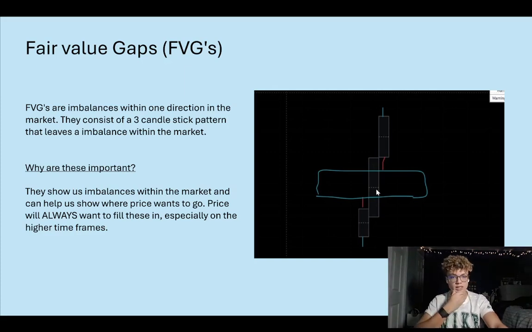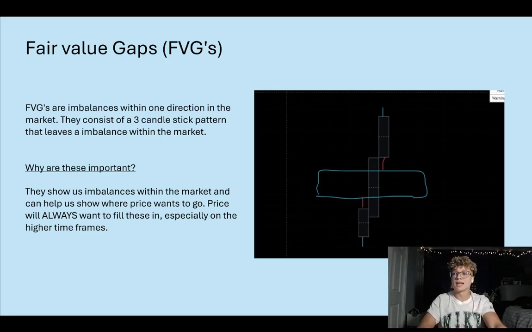So what can these tell us? Well, it can tell us a couple things. These leave imbalances where price wants to draw to, right? So we're going to have movement farther up. Price is going to want to fill this in fairly quickly, especially on the higher time frames. It will always get filled in. Higher time frame fair value gaps always get filled in. They are complete price magnets, and they will get filled in. So price will always want to fill these in, especially on high time frames, and they can show us where price wants to go.